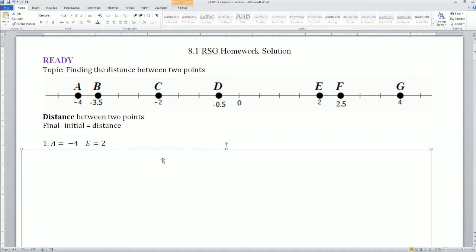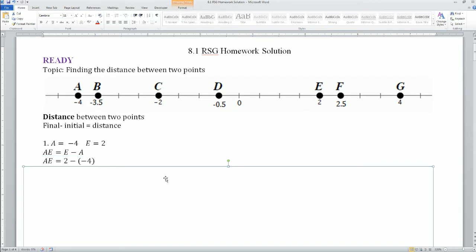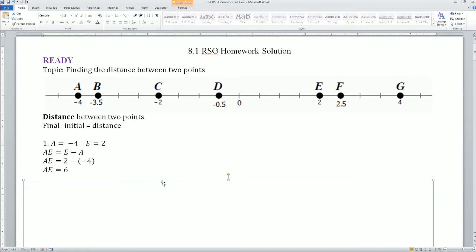Alright, next one, number 1. I think the segment was A to E. The line A to E is defined as E minus A because again it starts at A and goes to E. The formula for distance is final minus initial, so it's E minus A. I need the values of A, which is negative 4, and E is 2. Plug that in, it's 2 minus negative 4. You get AE equals 6. So the distance from A to E has the value of 6.